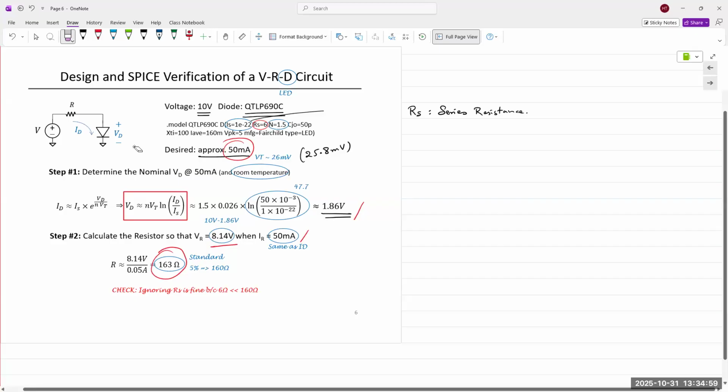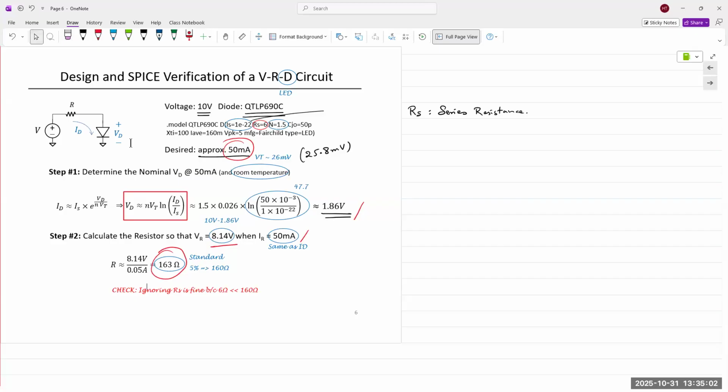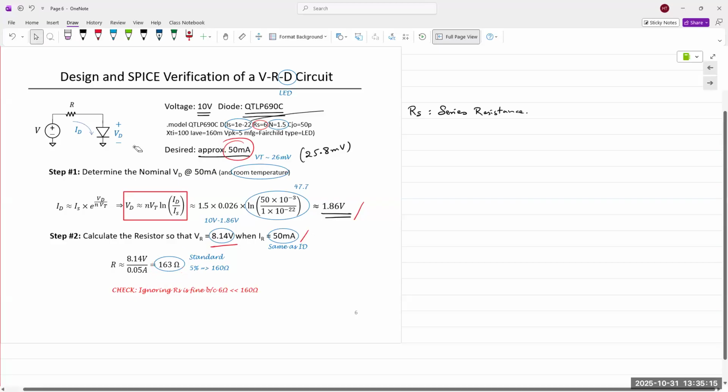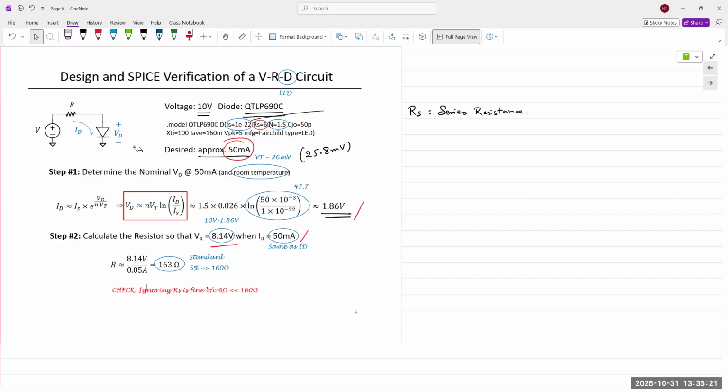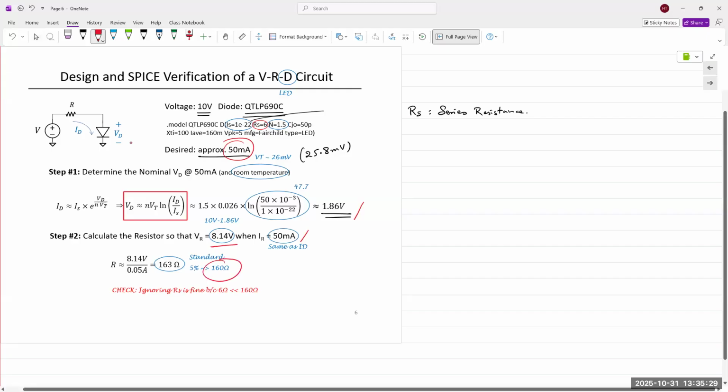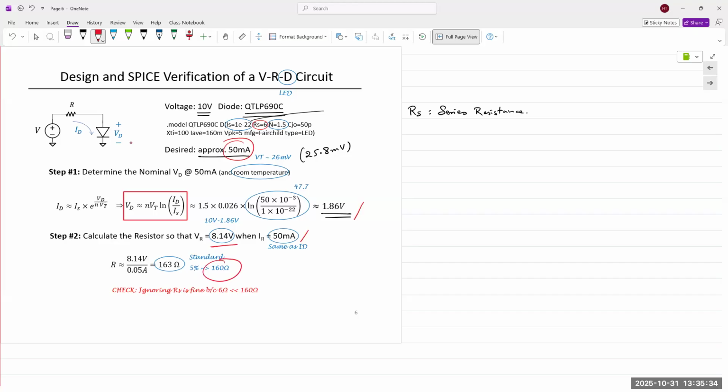In real life, you will not be able to find 163 ohms because resistors are manufactured with certain values. There's a series of values that are used to manufacture resistors. So 163 ohms is not available off the shelf. If we wanted to, we could combine multiple resistors in series or parallel to create an REQ of 163. But the closest single resistor value would be 160 ohms. So if you're really designing a circuit, we would use an off-the-shelf component of 160 ohms.